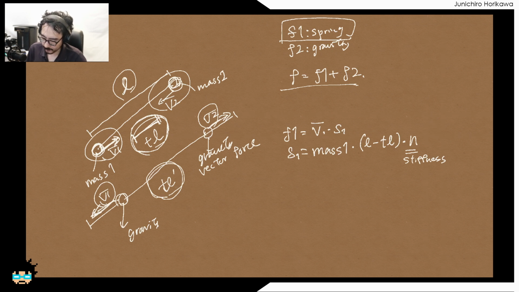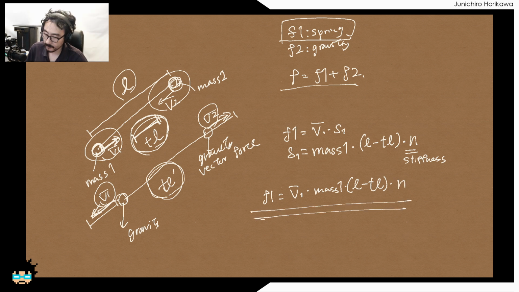Now this could be the whole equation. After all, F1 is equal to B1 multiplied by mass 1 multiplied by L minus TL, multiplied by a stiffness, just like this. And it might be a good idea to square this length difference to have a more natural, physics-related result. We could check that out as well.